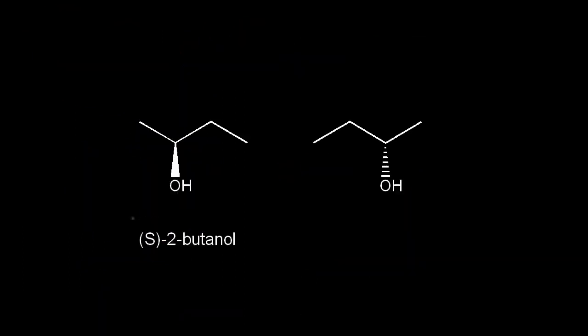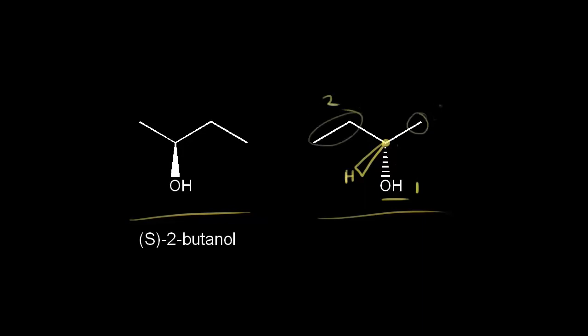We just saw that this is S-2-butanol. But what if you were given the dot structure on the right and asked to assign a configuration to the chiral center? So here is the chiral center. And if the OH this time is going away from us, that means that the hydrogen is coming out at us in space. So we've already seen how to assign priority. The OH gets a number 1, the ethyl gets a number 2, and the methyl gets a number 3. And the hydrogen gets a number 4.